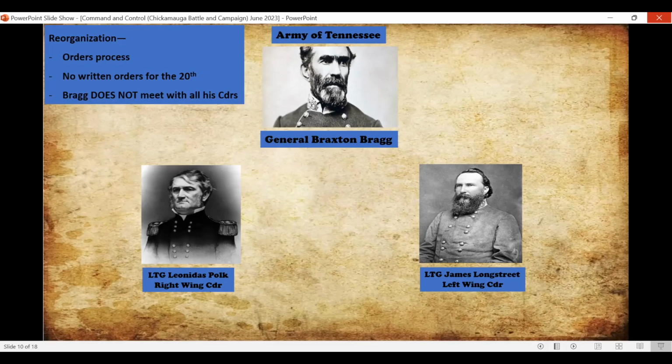So Braxton Bragg divides his army into 2 wings. The right wing under Leonidas Polk and the left wing under newly arrived Lieutenant General James Longstreet, who got to Bragg's headquarters at about 2300 that night on the 19th, about 7 hours before the attacks were to start on Sunday the 20th.